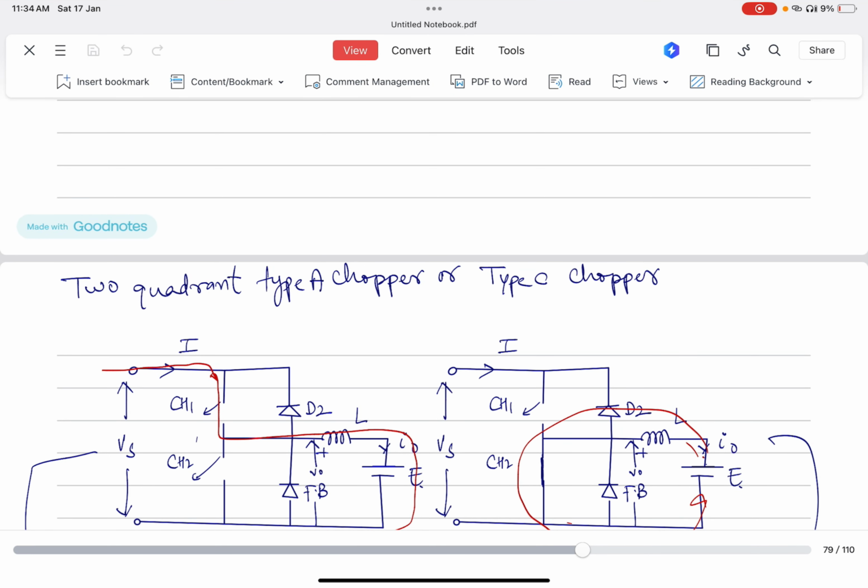Hello friends, welcome to Power Electronics. Today we will discuss the two quadrant type A chopper, or type C chopper. We can also say that it is a combination of type A and type B chopper.